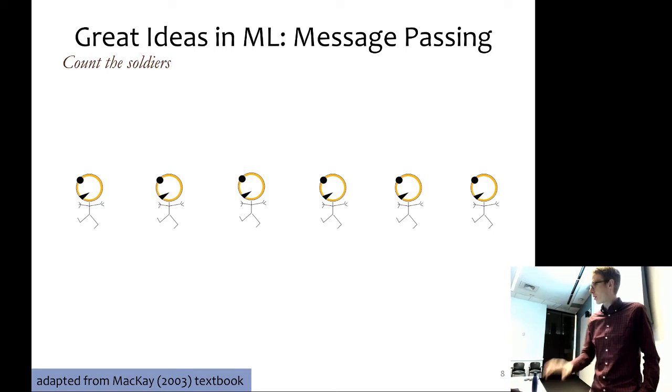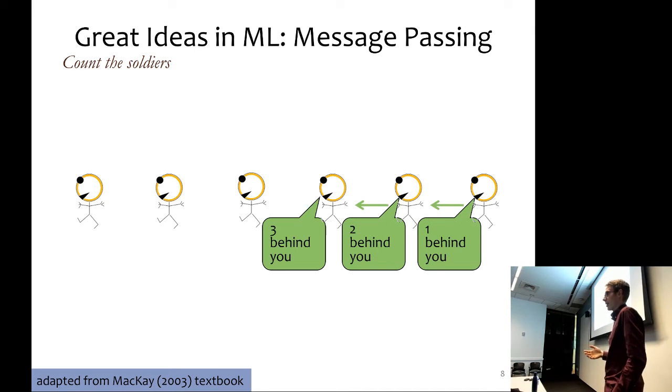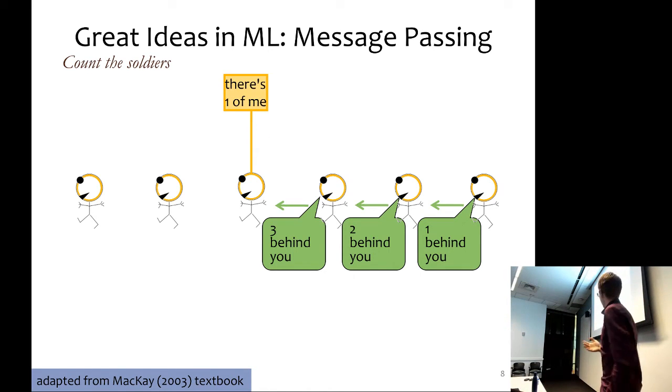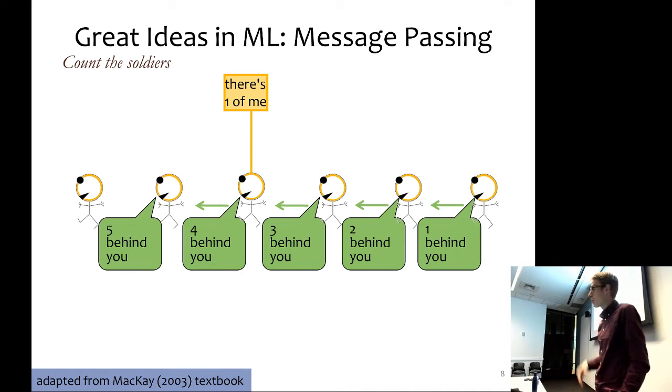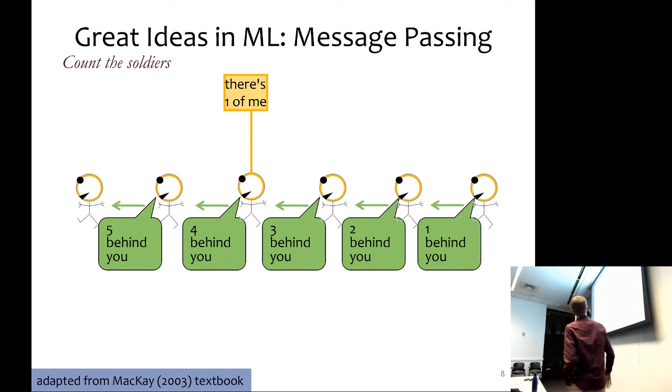She says, okay, everyone is going to line up, and then the first person in line is going to tell the second person in line how many people are behind them. There's just one. And then the second person in line is going to tell the third person in line how many are behind them. 2. And so on down the line until it gets to the captain. She'll say, well, there's one of me, there's 3 behind me, so there must be 4 people behind the next person. Okay? Sort of a nice algorithm.